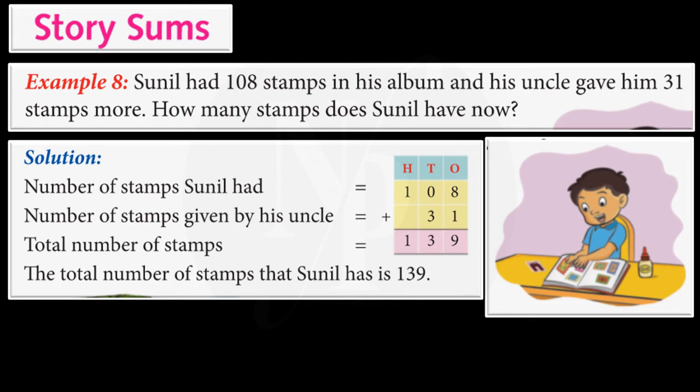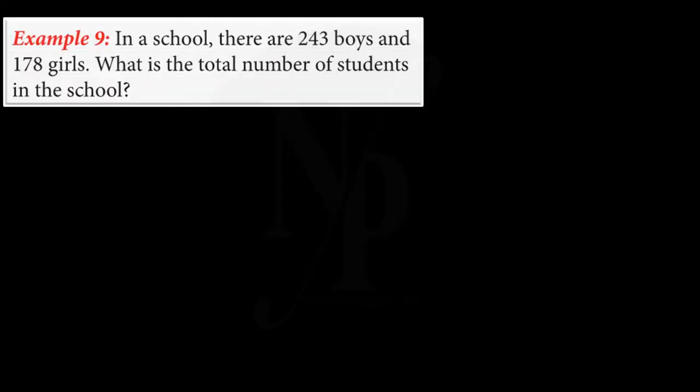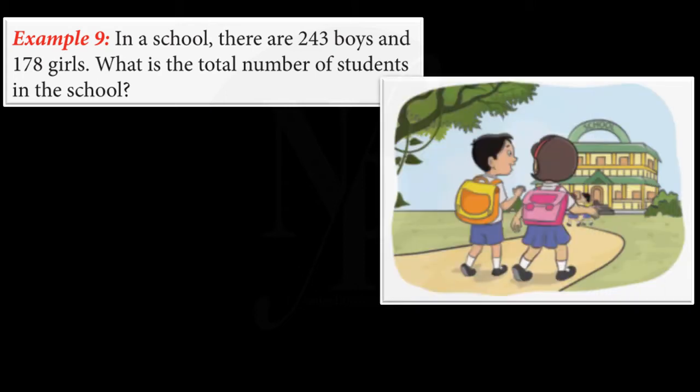Let us now move to the next question. Example number 9. In a school, there are 243 boys and 178 girls. What is the total number of students in the school? So this is a school and you can see the children going towards school.